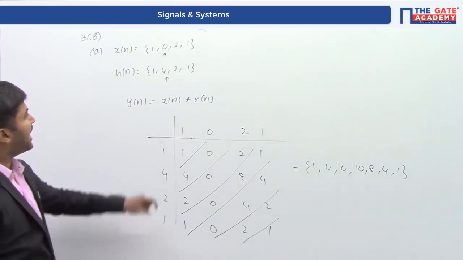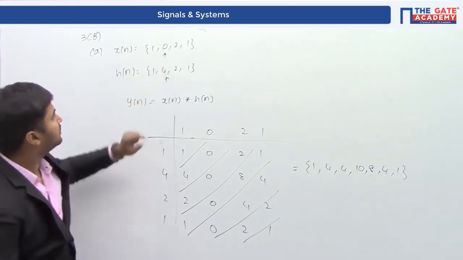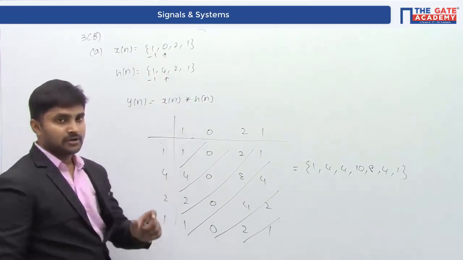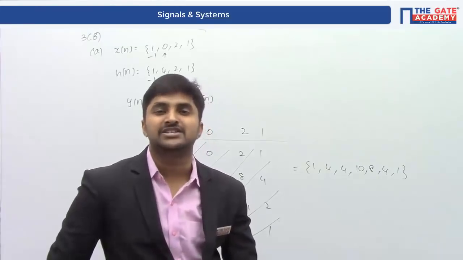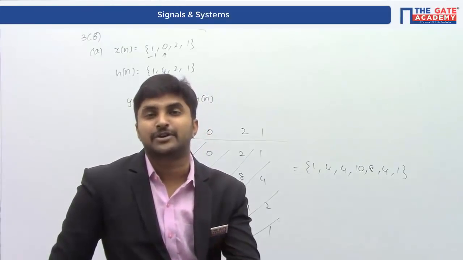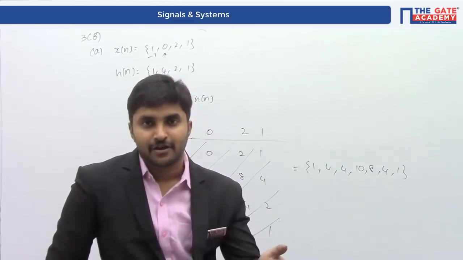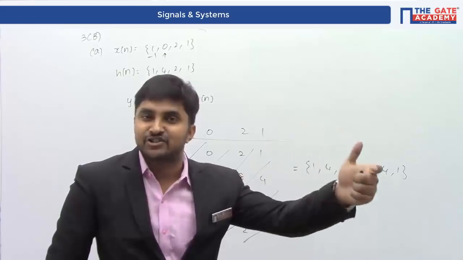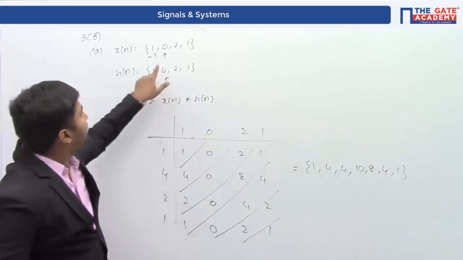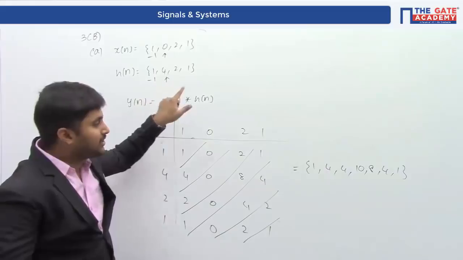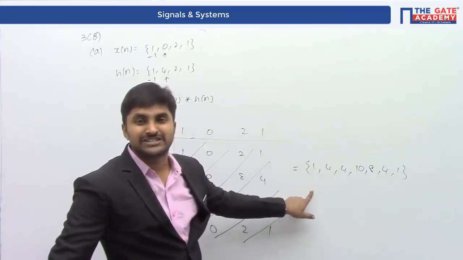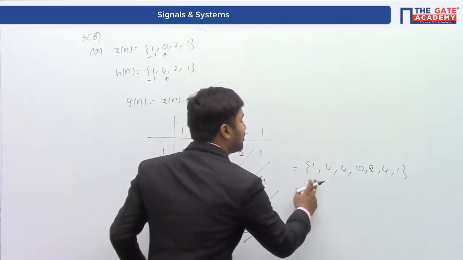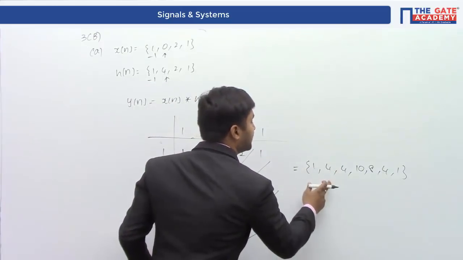So therefore you can see where the arrow is present. The lower limit here is minus 1, and here the lower limit is minus 1. For the output, the lower limit of y of n is always going to be the sum of the lower limits of x of n and h of n. Here it's going to be minus 2, which is nothing but minus 1 plus minus 1. So the lower limit of y of n is minus 2, minus 2, minus 1, 0.